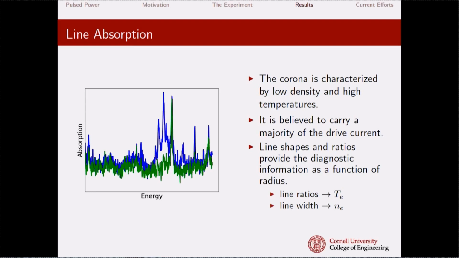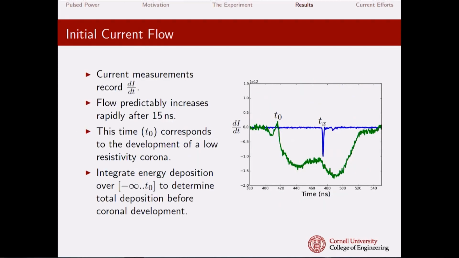And you can see that populations of ions shift. If you zoom in and really study the fine details of these lines, you can see that the widths change. And so this gives us information about the temperature and the density of what's going on in the corona around the wire. So this is more diagnostic information that we can get a hold of.